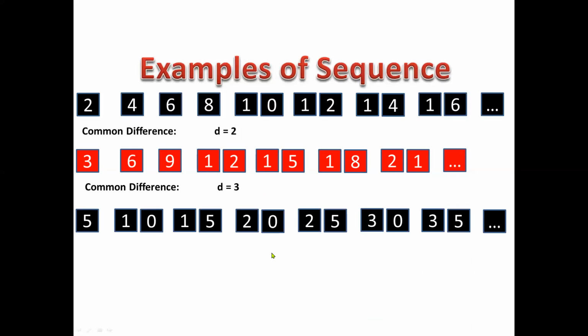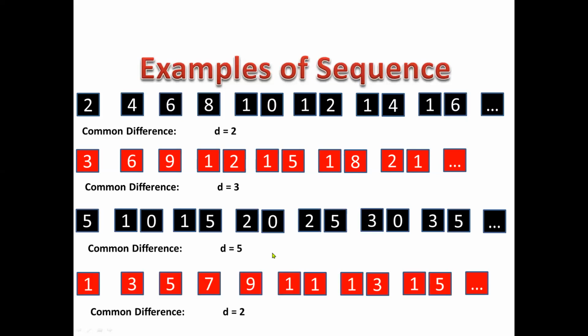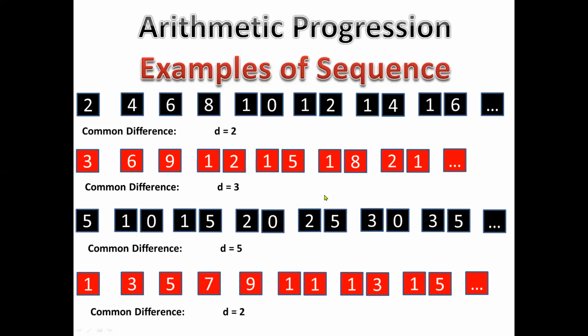Mga counting numbers tayo, no? Anong common difference natin, anak? 5 po, sir. Okay, so we have common difference of 5. And then 1, 3, 5, 7, 9, 11, 13, 15. Also, we have a common difference of 2. Lahat ng sequence natin, lahat, pare-parehong may common difference. At kapag ganyan ang sequence, tinatawag natin yung arithmetic progression or arithmetic sequence.